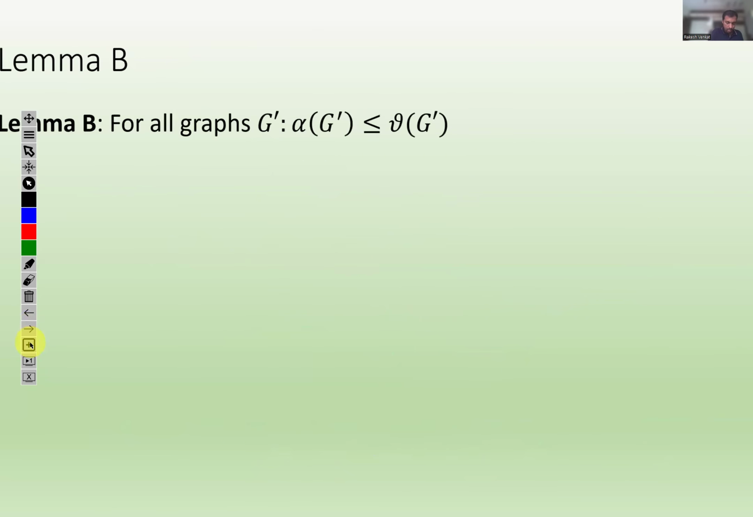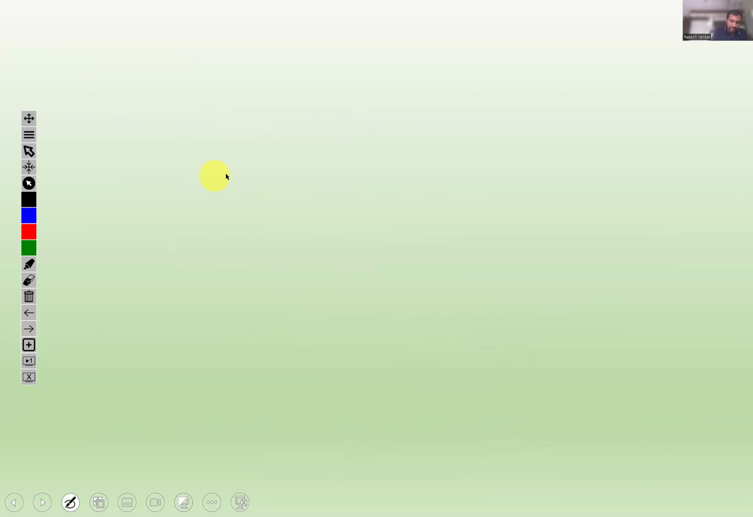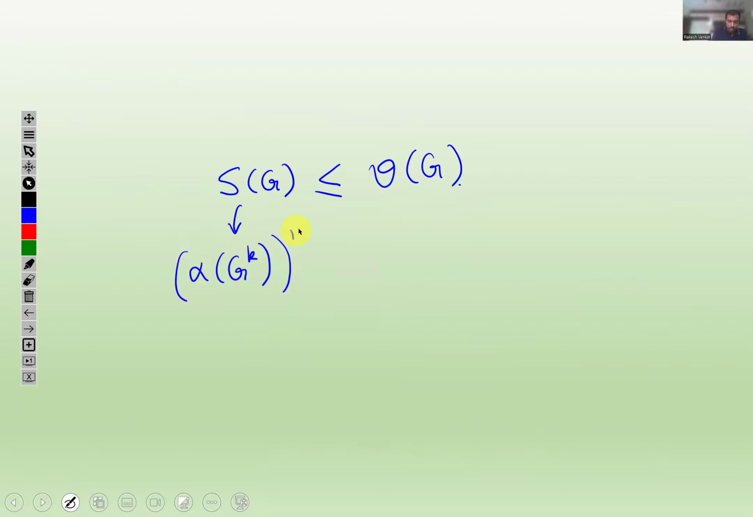Okay. So let me write it in big terms here. What we have is S of G, and this is nothing but alpha of G^k raised to 1 over k. So this is my theta bound. And let's go and see how we can use this on C5. Okay.